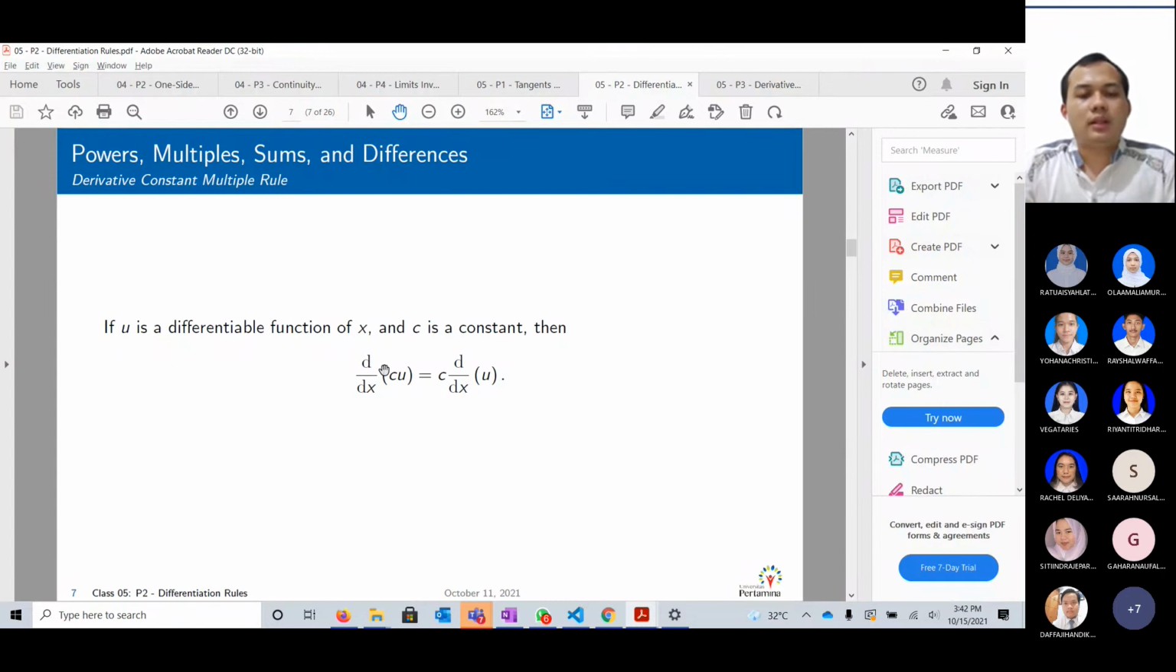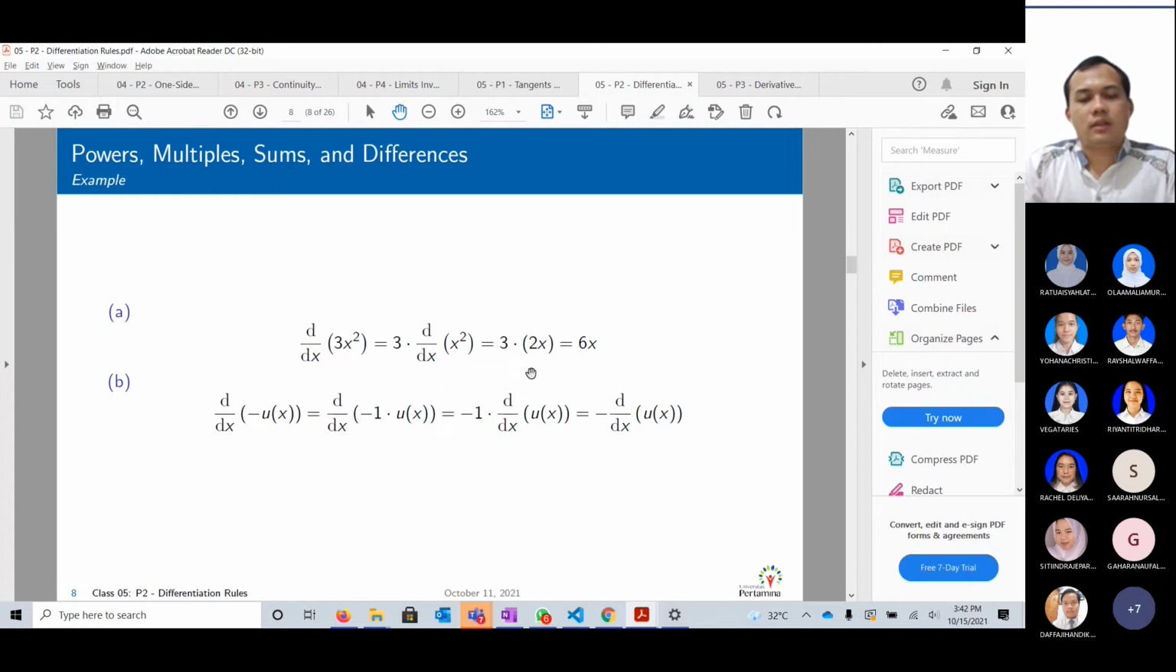Now if we multiply something by a constant, so let's say u is a function of x, and we multiply u by c, then we can just take out the constant. This is basically what it says. For example, this. So for this example, any question? No? Is it clear?